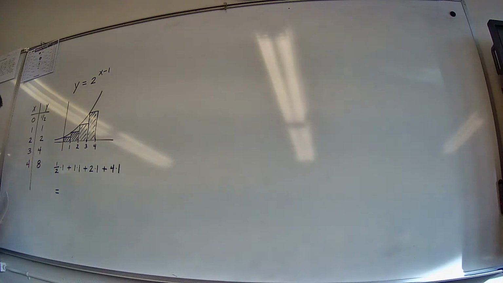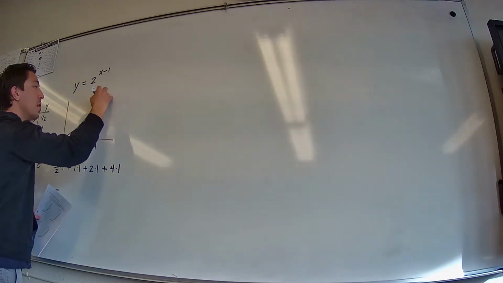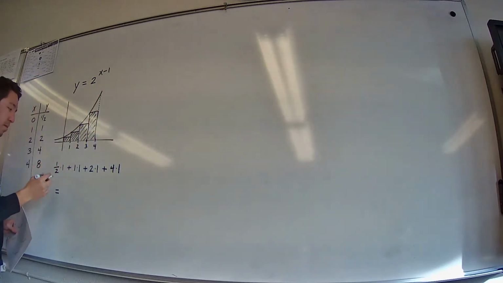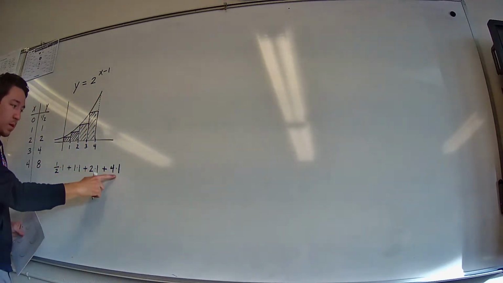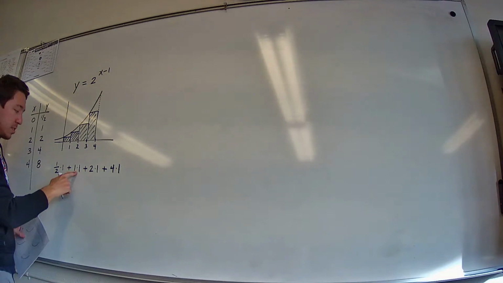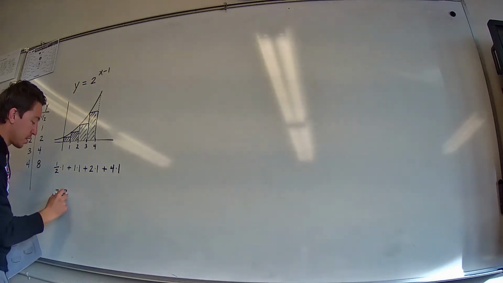So, what's our Riemann sum in this case? The Riemann sum would be, let's see, 4, 6, 7.5.